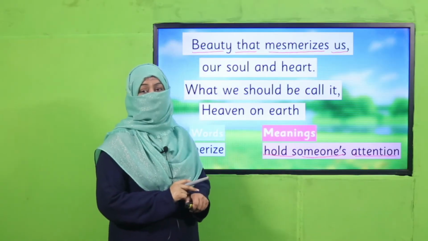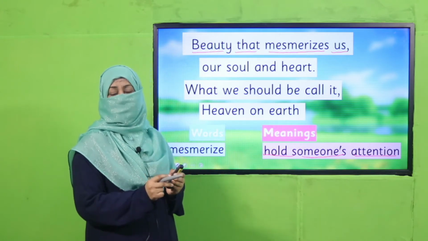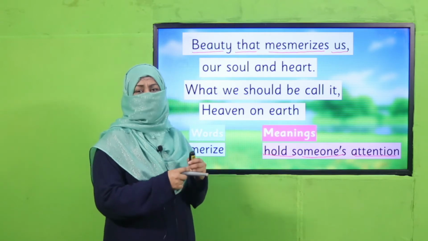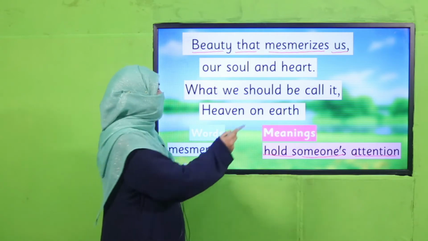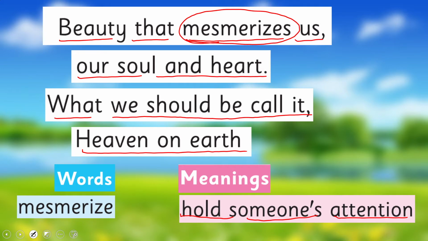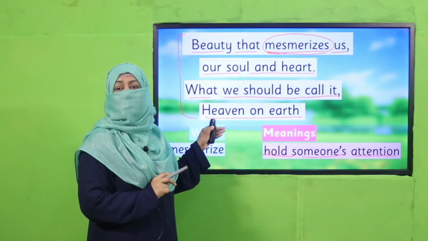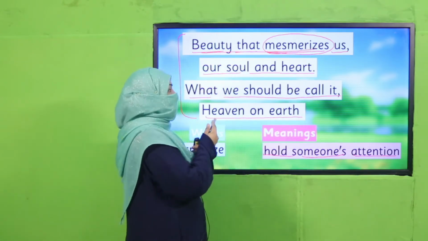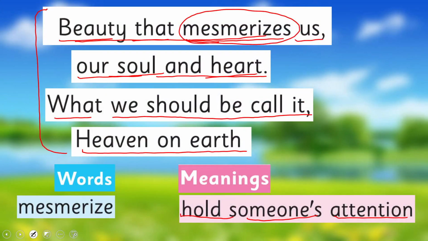Yes, my dear children, I believe it happens with everyone when we look at the natural scenes, and we definitely connect ourselves with our Creator, that Allah is the Great who created such a beautiful earth for us. Alhamdulillah. So beta, the beauty that mesmerizes us, which beauty are we talking about? Our soul and heart. What we should call it: heaven on earth. Allahu Akbar. So beautiful valley, our Kashmir. So this is the conversation about the beauty of Kashmir, and the poetess is saying that its beauty takes me, my soul, my heart in a spell, and I cannot stop myself without saying it, heaven on earth.